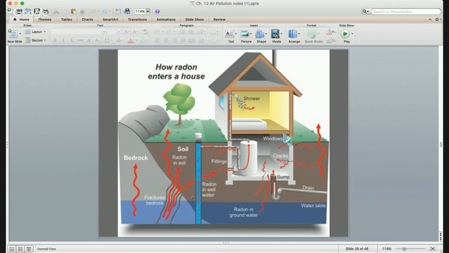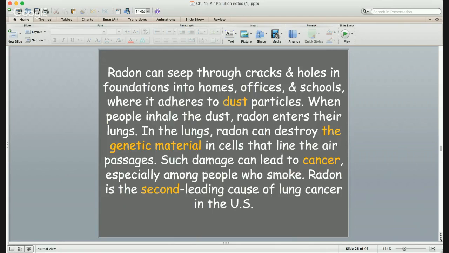It can be in the water, it can be in the soil, and it can leach up or leak into your house via different pipes, fittings, windows, into your shower, and so on. Why is it a problem? Well, it can destroy the DNA in the cells that line your air passages, and then eventually can lead to cancer. We see this a lot with people who smoke. Radon is the second leading cause of lung cancer in the United States. Radon can also stick to dust particles, and then when you breathe in the dust, it enters your lungs.